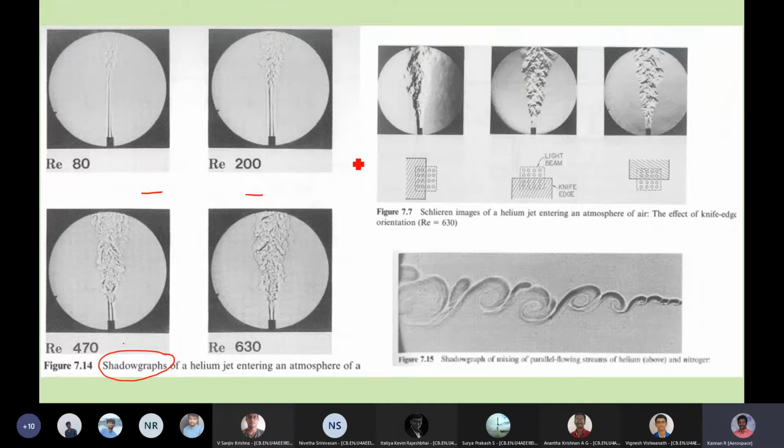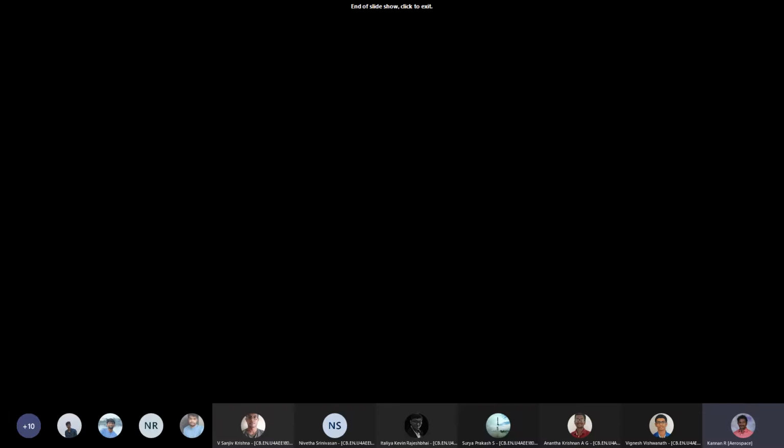At the same time, this is a Shadowgraph image. In certain cases we are going to have a mixing of a stream of helium and nitrogen. How is it going to be? Still the clarity is missing. But at the same time, look at this Schlieren image of a helium jet entering into the air.